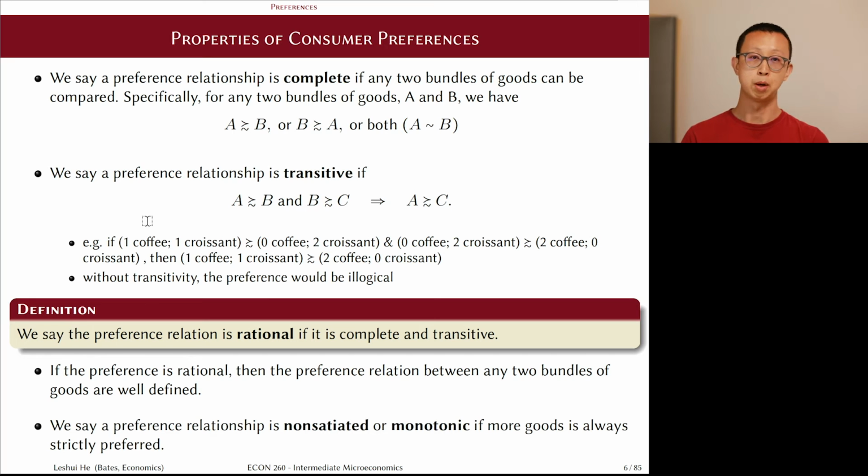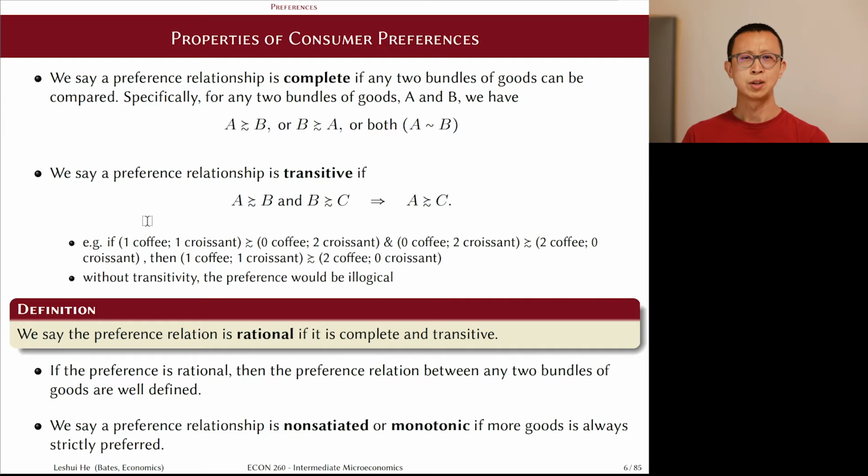In addition to these properties, the third property we require the preference relationship to hold is usually called non-satiation, or sometimes called monotonicity. What it means is, given that I have the same amount of one good, I would always prefer more of the other good. For instance, if you give me 2 cups of coffee, I would always want more croissants.